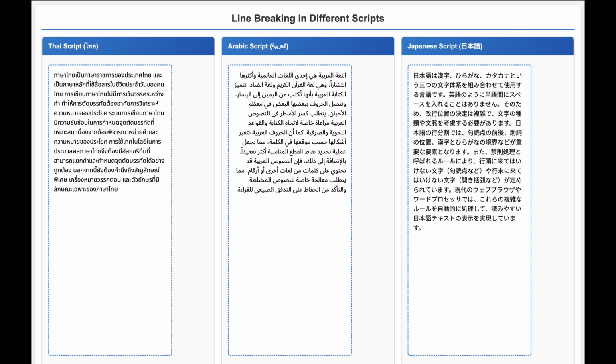Have you ever shrunk a browser window and watched the text reflow? It seems so simple, so automatic. A word just moves down to the next line. But what happens when the text isn't English? What happens when there are no spaces between words, or when the language is written from right to left? That simple automatic process suddenly becomes one of the most fascinating and complex challenges in web typography.